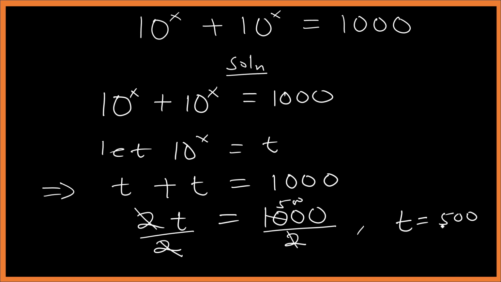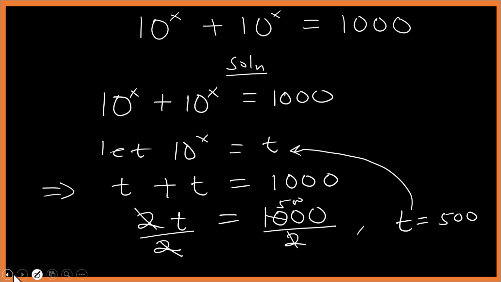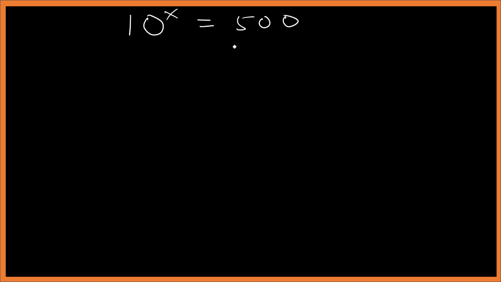Now we can go back and do substitution. Since we represented this one by t, and we have t as 500, let's bring back t. So we have 10 raised to x equals t, but t is 500. Okay, all right, so let's solve for x here.